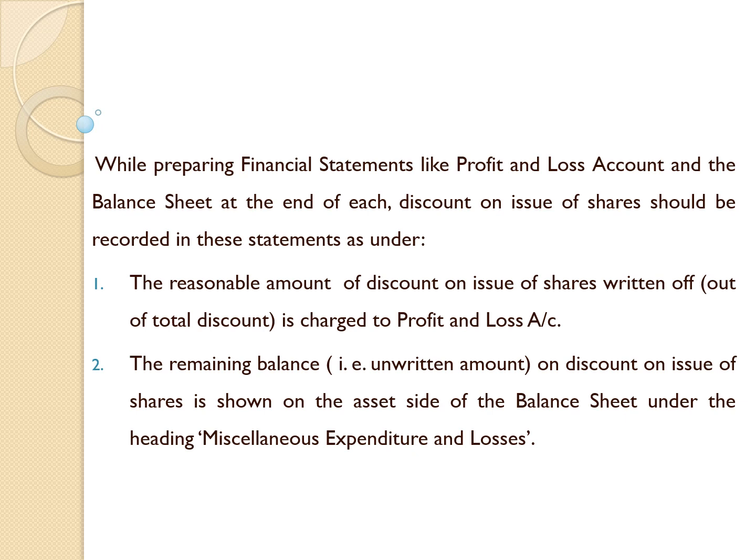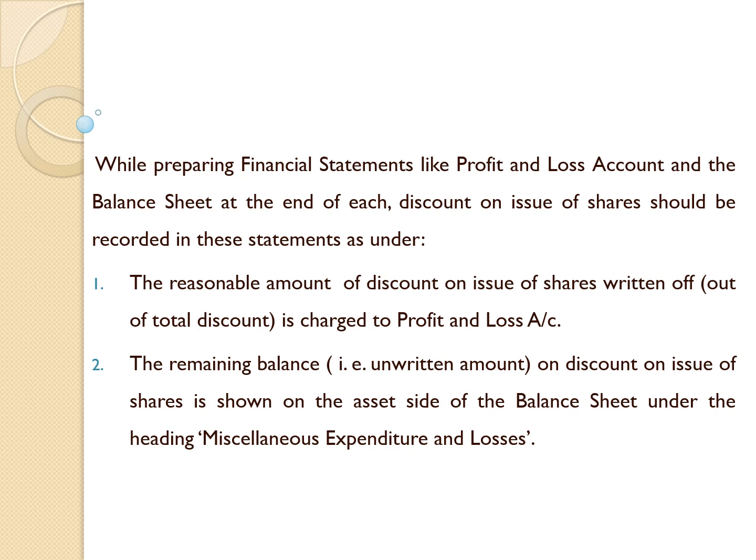The first statement is the profit and loss account, also called the income statement. The reasonable amount of discount on issue of shares written off out of the total discount is charged to the profit and loss account. Suppose the total amount of discount is rupees 1 lakh and in the current year we write off rupees 10,000. That rupees 10,000 should be recorded on the debit side of the profit and loss account and termed as discount on issue of shares written off.